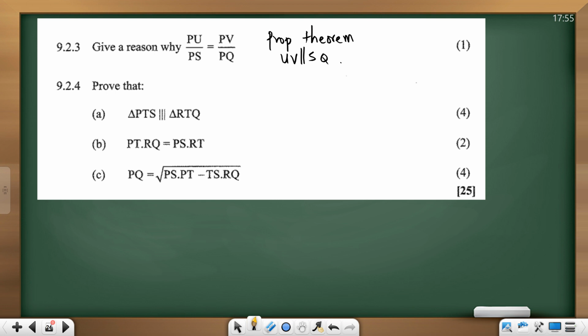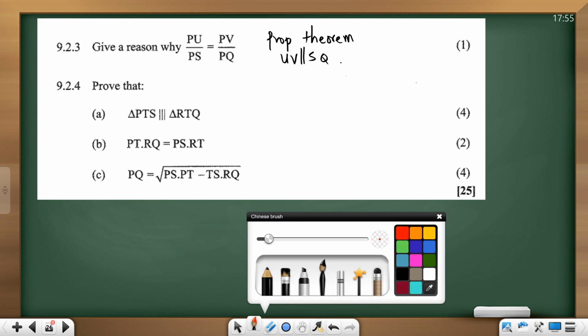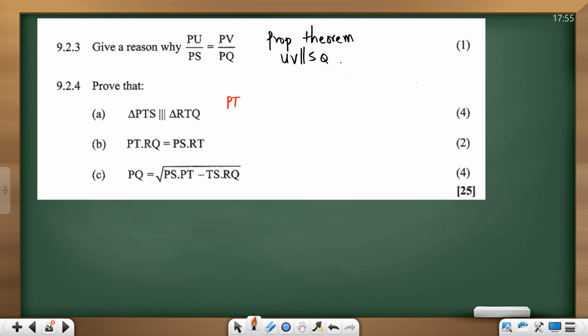All right. Once similarity, what do we do? Write down your ratios. Can we write the ratio from this question quickly? What do we have? PT over RT equals to what? TS over what? TQ equals to what? PS over? What are we trying to prove? Check this. PT, let's mark it, times RQ, can we mark it? PS, RT, we are done already.